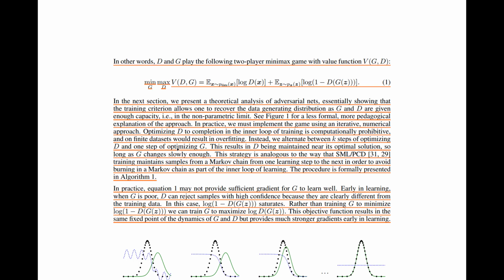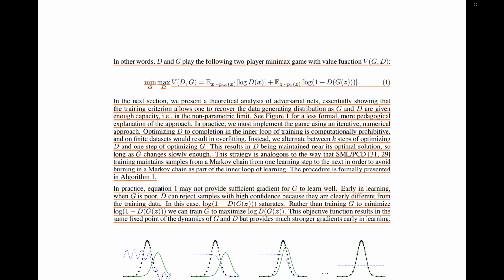D. Optimizing D to completion in the inner loop of training is computationally prohibitive, and on finite data sets would result in overfitting. Instead, we alternate between k steps of optimizing D and one step of optimizing G. This results in D being maintained near its optimal solution, so long as G changes slowly enough. The procedure is formally presented in algorithm 1.